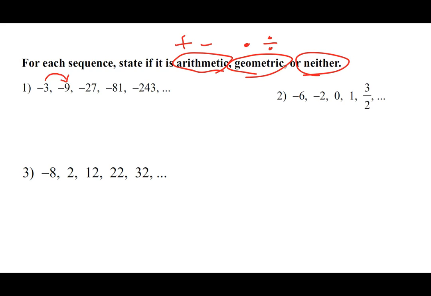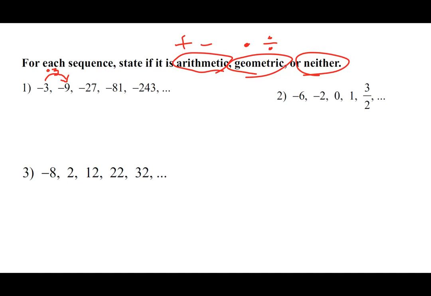So number one, you have to ask yourself, from -3 to -9, what are we adding? Well, we're actually subtracting 6 each time. But does that work from the second one to the third one? So -9 to -27 to -81, -243. It doesn't work, because -9 minus 6 is -15, not -27. So it's not arithmetic.